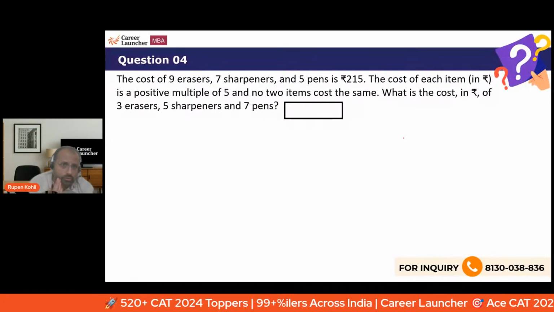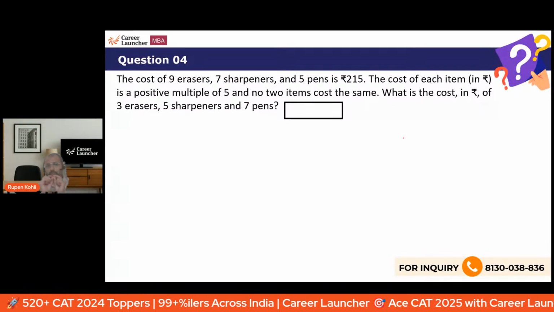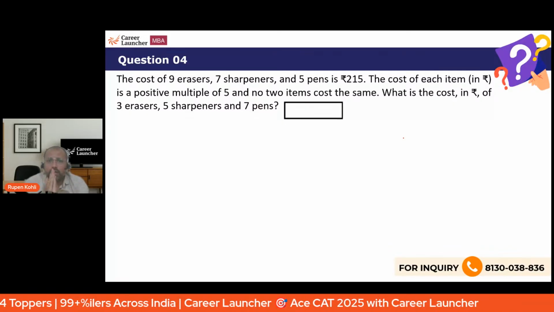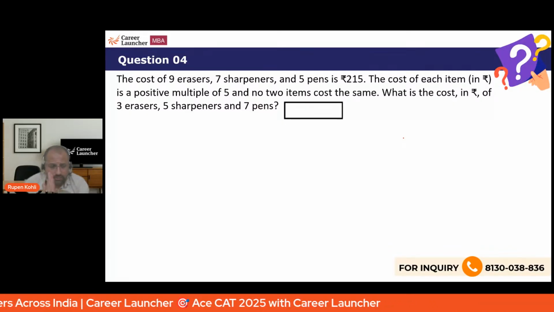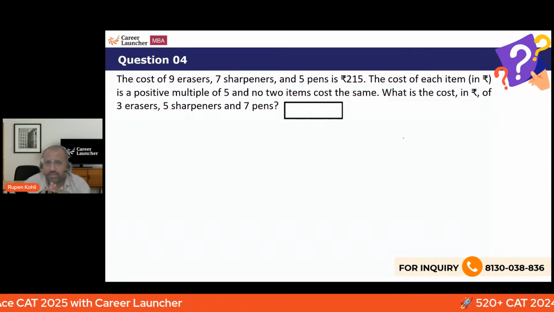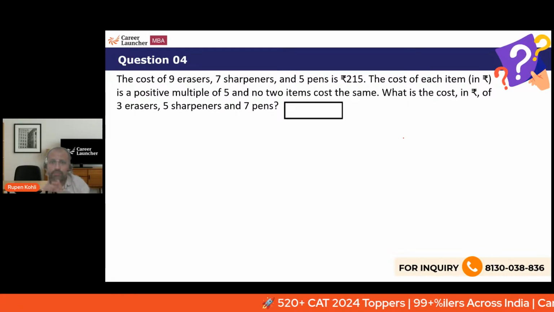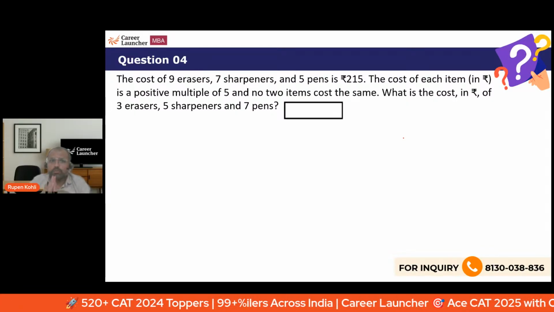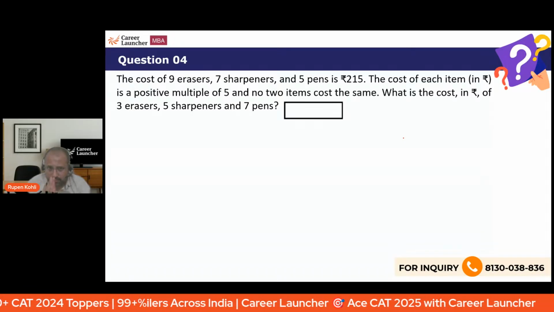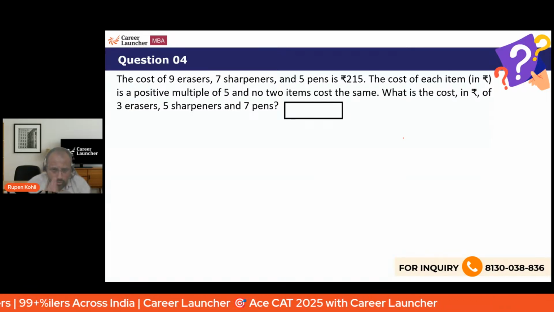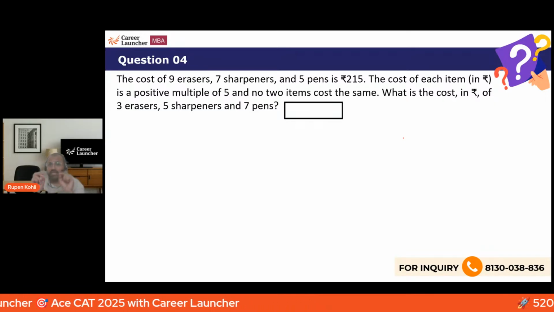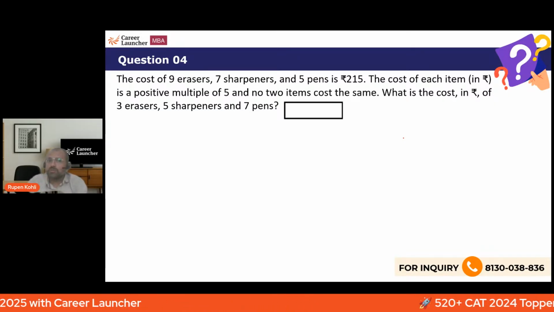Okay, so next one is a theta question. Now look at this, very logical question. The cost of 9 erasers, 7 sharpeners, and 5 pens is rupees 215. The cost of each item in rupees is a positive multiple of 5 and no two items cost the same. In other words, the cost of each item is a distinct positive multiple of 5.